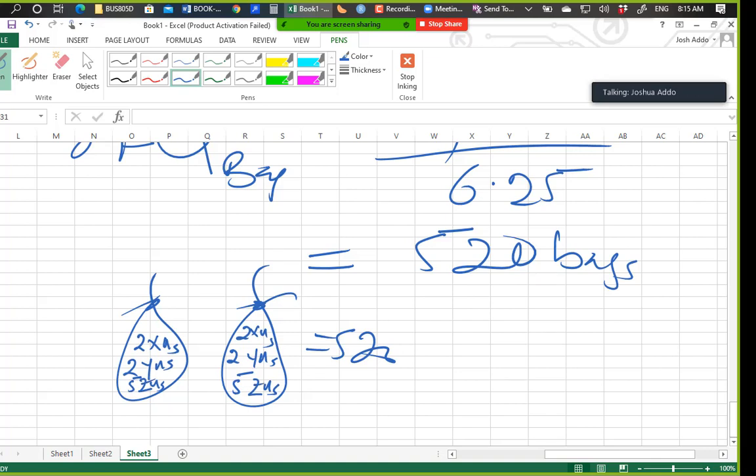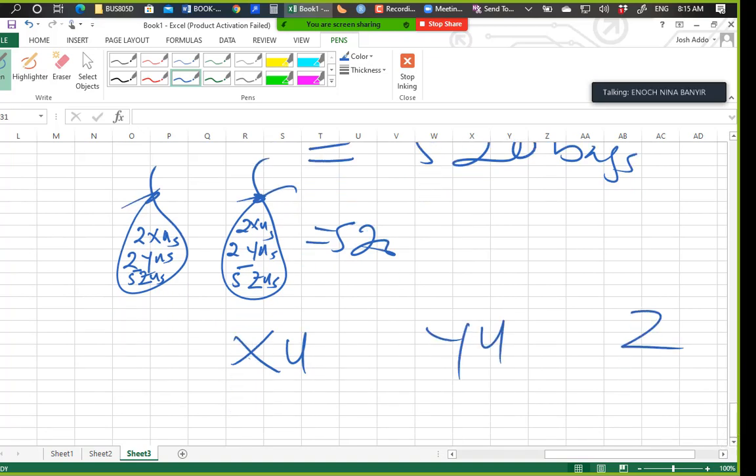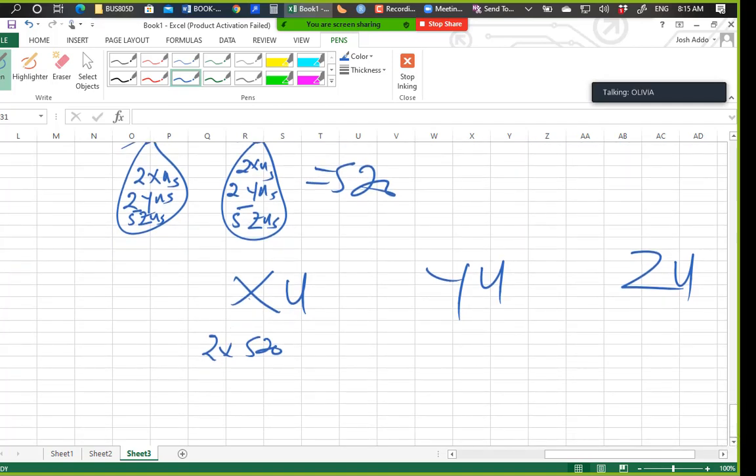If we have 520 bags, how many Zeus do you think we will have? 40. That will just be 2 times 520, right? Because for each of the 520 bags, there are 2 Zeus. Is this mathematics okay for you? Yes, sir. Okay, that will be 2 times 520 will be what?